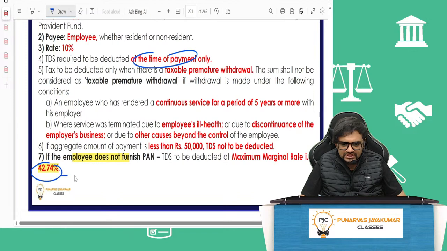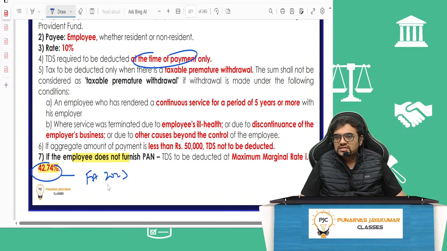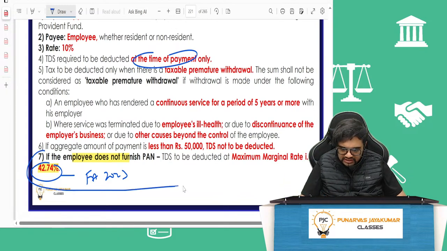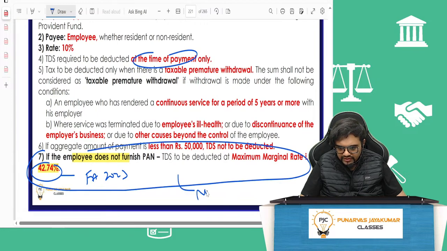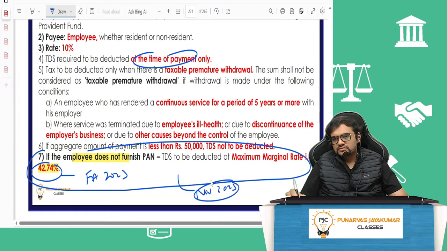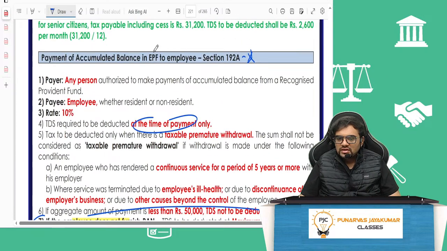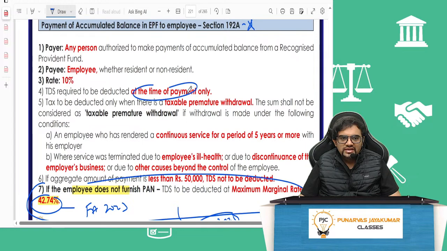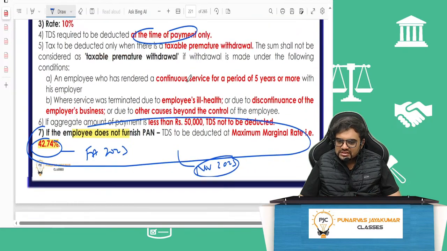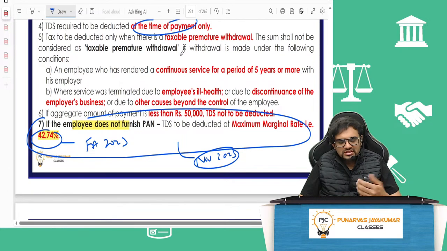Now, this has changed in Finance Act 23. What is the change and all? Let's not go there. But this 7th point, the last time ever it can come is only in November 23. They can ask an MCQ where, if you don't furnish the PAN under 192A, then the tax will be, first they'll give 20%, then they'll say double, then they'll say 42.744%. So the answer is 42.744%. For May 24 onwards, this will change.